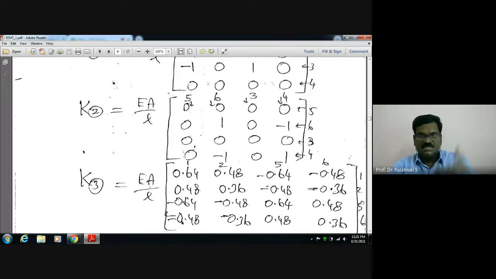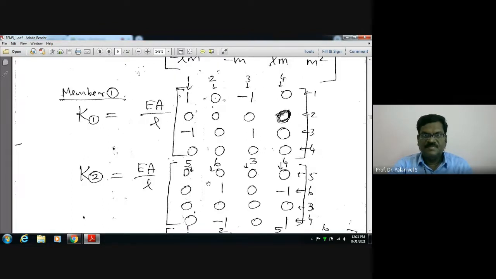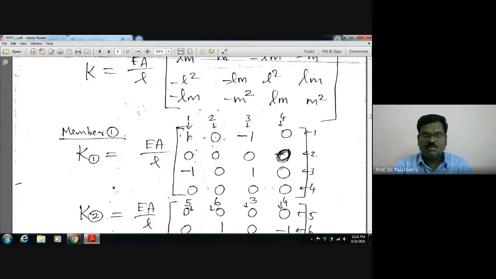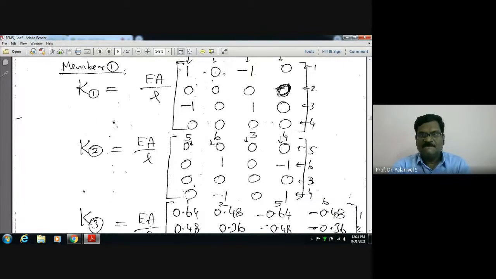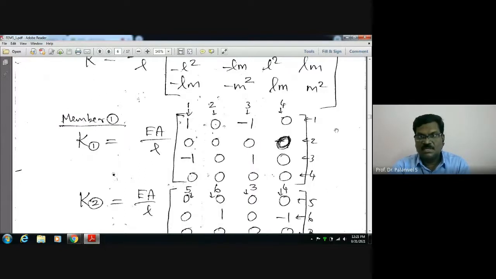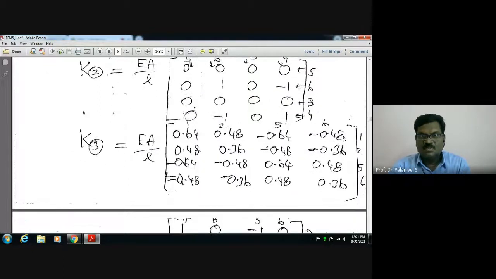While summing the equation, you have to add the similar coefficients. I hope you understand what I mean. For example, you see here, this is 1 1. Similarly, here also we have 1 1. The 1 1 terms are to be added. That way you have to assemble it. For that reference only, we are putting these degrees of freedom. Assembling will take time. Wherever you see 1 1: here it is 1, in this there is no 1 1, and in this 1 1 is 0.64. So 0 plus 0.64. You have to add like that.